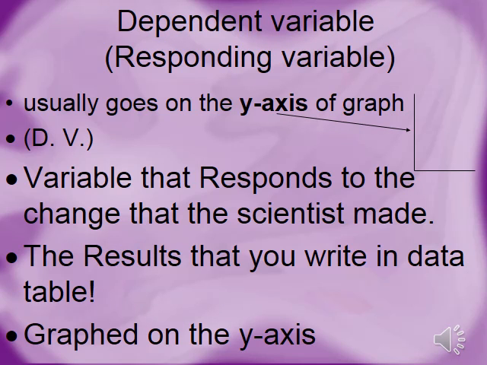The dependent variable is also called the responding variable. This goes on the y-axis. It's the variable that responds to the change that the scientist made. It's the results that you write in the data table.